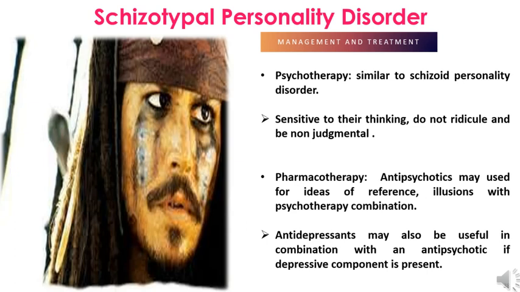Pharmacotherapy. Antipsychotic medication may be useful in dealing with ideas of reference, illusions, and other symptoms of the disorder and can be used in conjunction with psychotherapy. Antidepressants are useful when a depressive component of the personality is present.